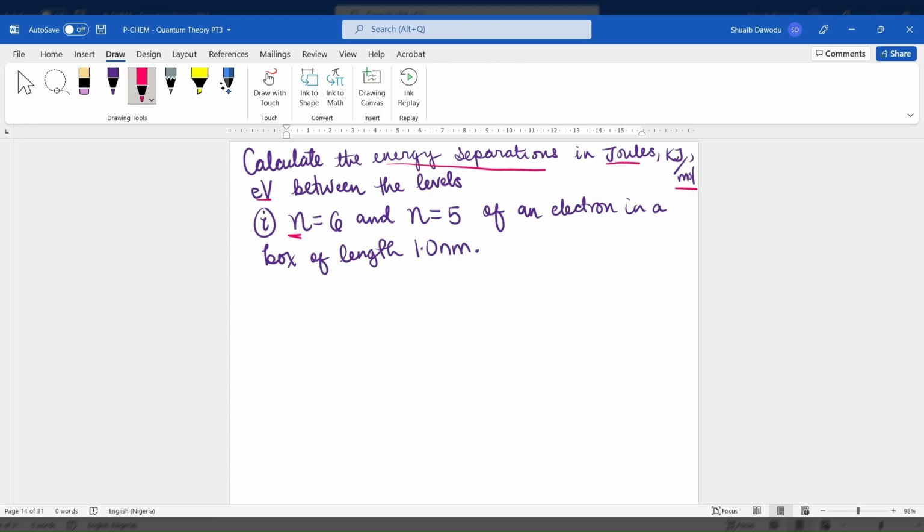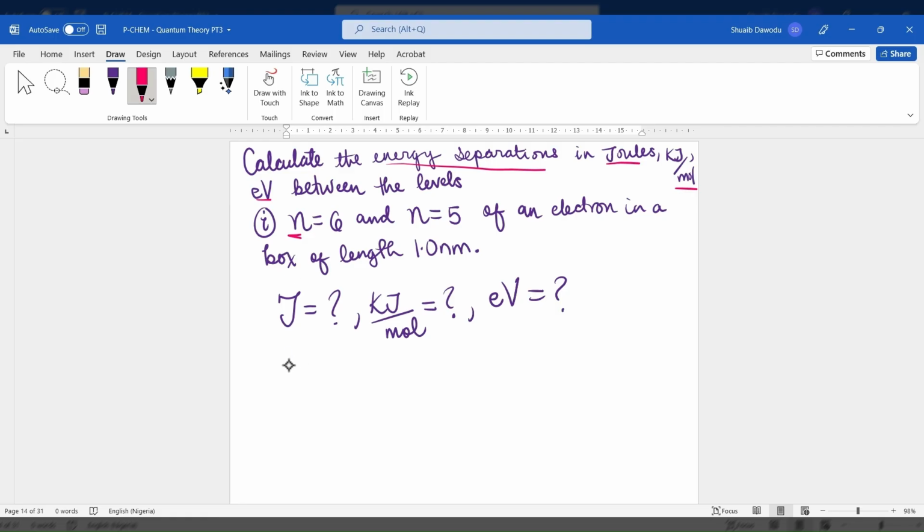Of course, since we're doing energy separations, we're trying to see the difference in energy level, so it has to be between two quantum numbers: n equals 6 and n equals 5. That's for an electron in a box of length L. So the first thing to do is write out the parameters that you're given. We're supposed to solve for this in joules, then in kilojoule per mole, and lastly we need to find it in EV. So what is the answer in EV? That's basically it.